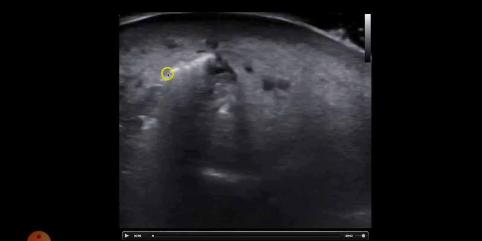This right here is hyperechoic, so it's something that's reflective with a bunch of dirty shadowing behind it. If you see this above where the bone should be, this should raise your suspicion that it is actually air. Air causes this hyperechoic little border here with some shadowing underneath it.